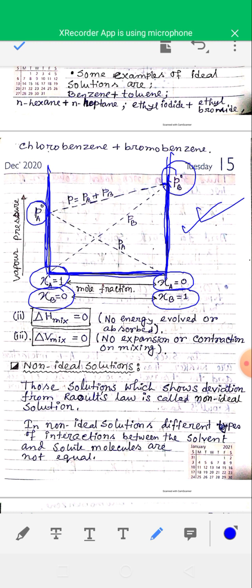From left to right, the value of XA, that is the mole fraction of liquid A, decreases. So from left to right, the partial vapor pressure of liquid A decreases. Similarly, from left to right, the mole fraction of B increases from 0 to 1. So from left to right, the partial vapor pressure of liquid B increases. Total vapor pressure is obtained by adding the vapor pressure of A and the vapor pressure of B, and this line is for the total vapor pressure of the solution.